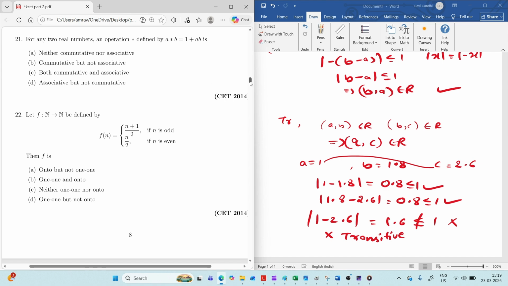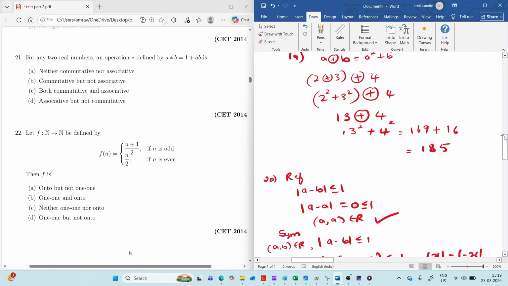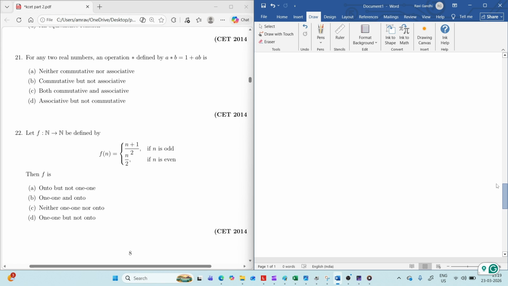For any two real numbers, an operation defined by A star B is equal to 1 plus AB is satisfying which of these conditions? Is it commutative, associative? Or is it neither commutative nor associative? Let us check. So 21st question. Commutative means A star B must be equal to B star A. Let us see whether it is equal or not. A star B is 1 plus AB. I can write this as 1 plus BA. So this is nothing but B star A. So therefore it is commutative.